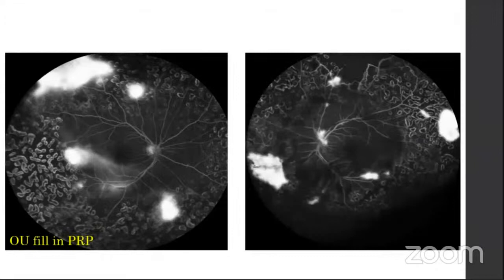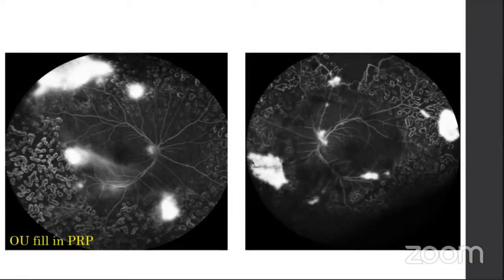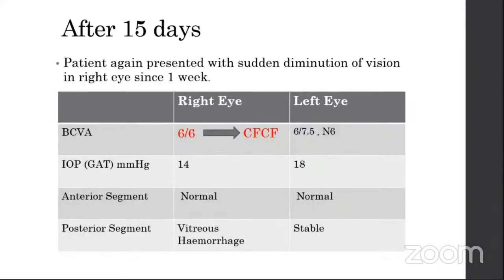So we decided to treat with fill-in PRP for both the eyes, and as he was having liver toxicity because of ATT, we decided to treat with a sparing systemic immunosuppressant. So we gave intravitreal Ozurdex for the left eye. But after 15 days, the patient again presented with sudden diminution of vision in right eye since 1 week. So his vision dropped from 6/6 to counting fingers close to face in right eye.